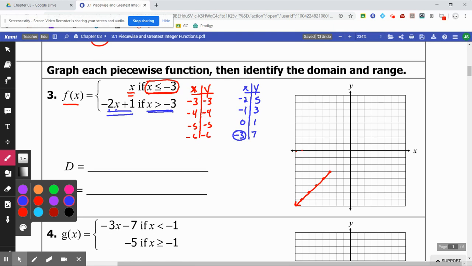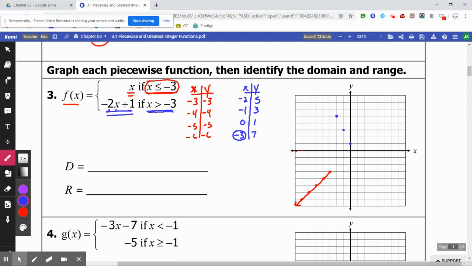Negative 2, 5 is located right here. Negative 1, 3 is here. 0, 1 is here. And that's also a linear graph, and you can see that y equals mx plus b, slope is negative 2, y-intercept is 1. We could have plotted it like that.